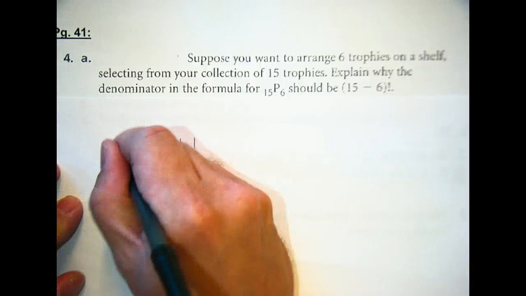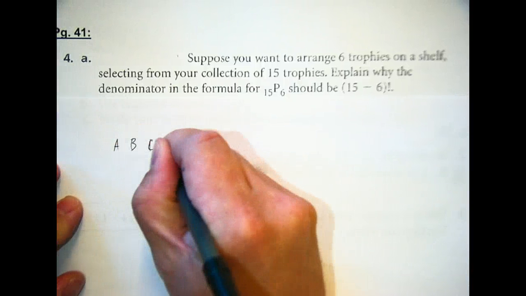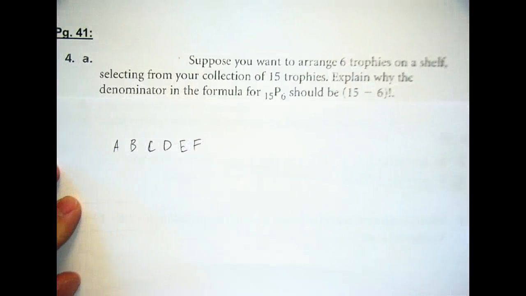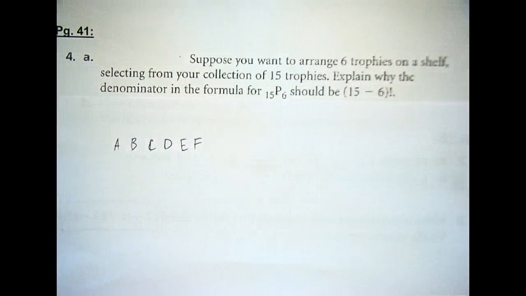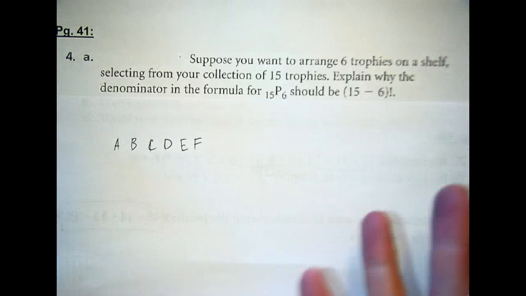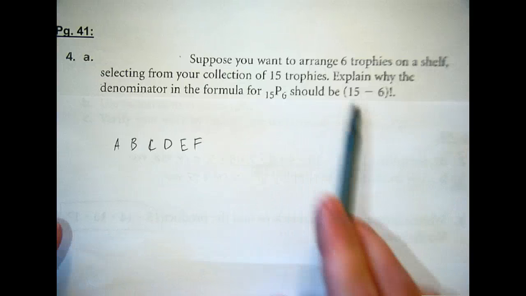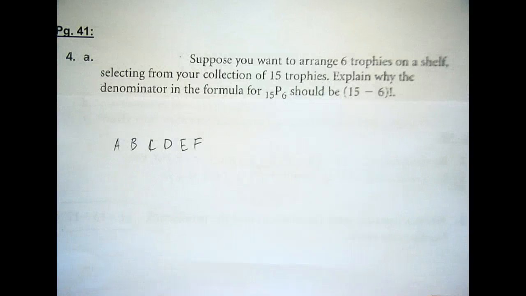And maybe they're boring trophies. They're just a bunch of letters. Okay? Those 6 trophies and their letters. So you picked your 6 favorite trophies. Once you pick them, which is the first part of a permutation, you have to choose your 6. That's actually called a combination, which we study later.